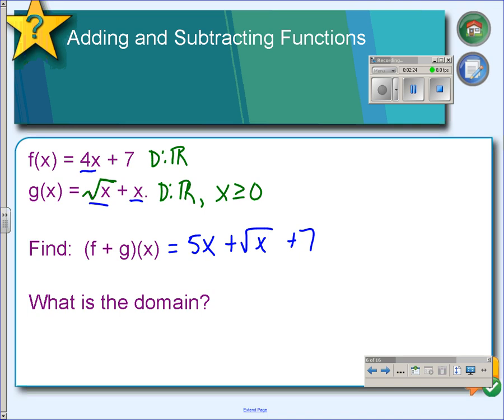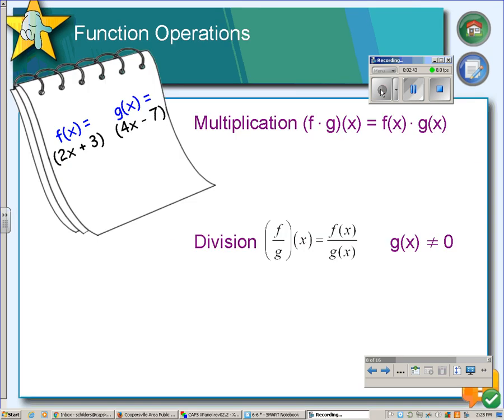So the domain to our function f plus g is going to be equal to the most limited domain, which is the domain for g. So domain here will be all real numbers, where x has to be greater than or equal to 0 because of the square root. So to multiply functions, you're just FOILing.